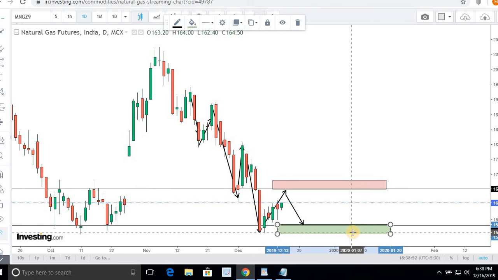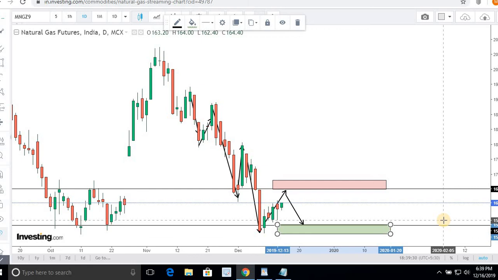Post which, of course, there might be a breakout either upside or downside. That I'll update in subsequent videos if there is anything I'm able to spot. But as of now, it is range bound. I have already posted that on the Telegram channel as well. You can have a view on that.